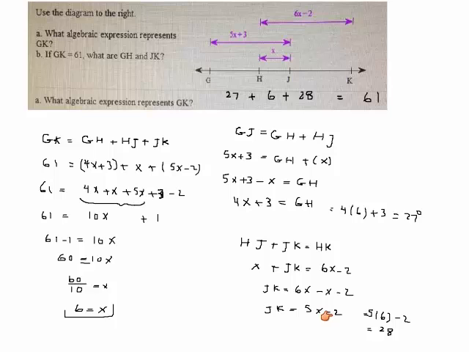So I'm going to substitute these values here in this equation that I have originally. For JK, I'm going to substitute 5x minus 2. For HJ is equal to x. And GH, I already found GH is equal to 4x plus 3, which is equal to 61. The only unknown here now is x. I can solve for x.